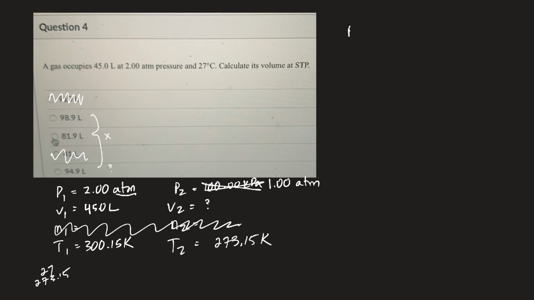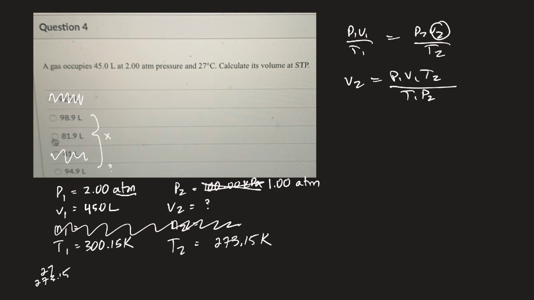But let's use our formula. P1 V1 over T1 equals P2 V2 over T2. And I'm looking for V2. So V2 is P1 V1 T2 over T1 P2. So my first pressure is 2 atmospheres times the first volume, 45 liters, times the second temperature, 273.15, over first temperature, 300.15 Kelvin, times P2, 1 atmosphere.